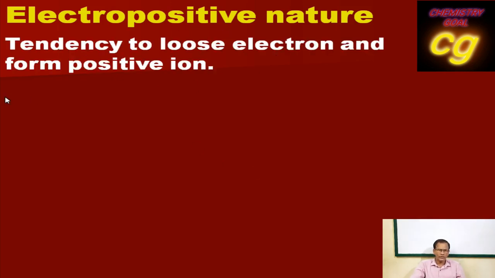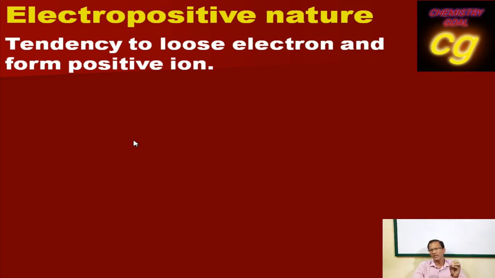Then electropositive nature. What is electropositive nature? Already you have read in junior class, that is class 10. Tendency to lose electron and to form positive ion. Some atoms have a tendency to lose electrons, maybe more or less. This tendency of losing electrons is called electropositive nature.